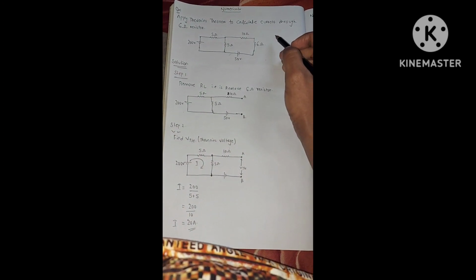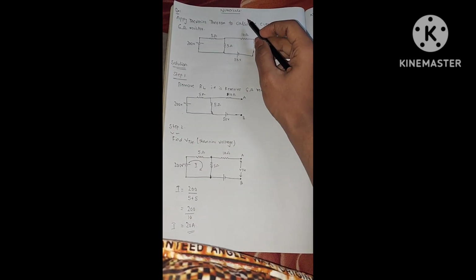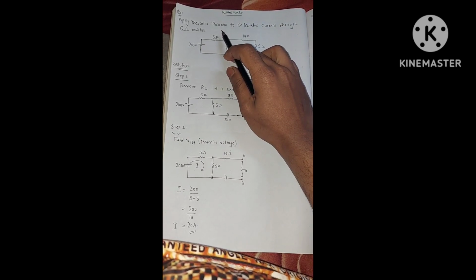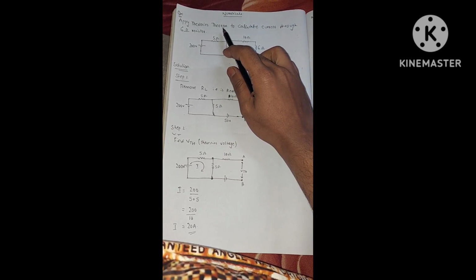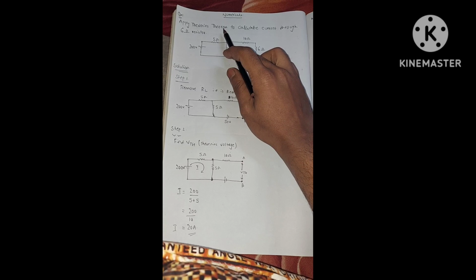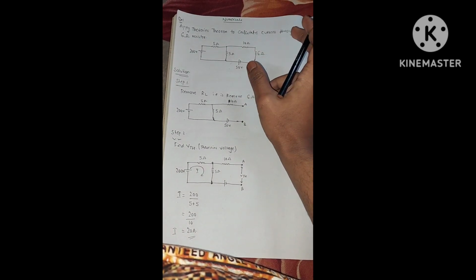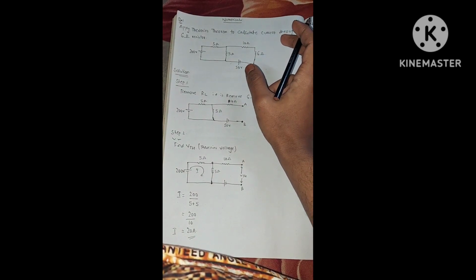Again, today we are going to discuss some numericals based on Thevenin's theorem and Norton's theorem. On Thevenin's theorem or Norton's theorem, you will definitely get one numerical in your semester exams. It will be for 5 marks. So I am discussing the most important questions which must come in your semester exams.